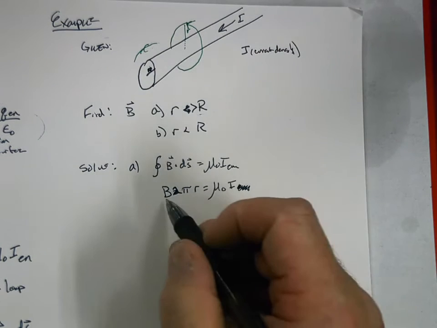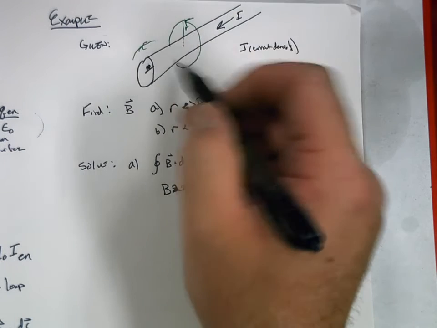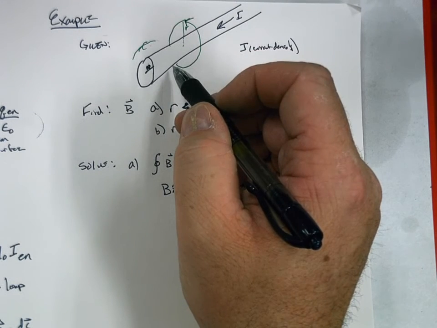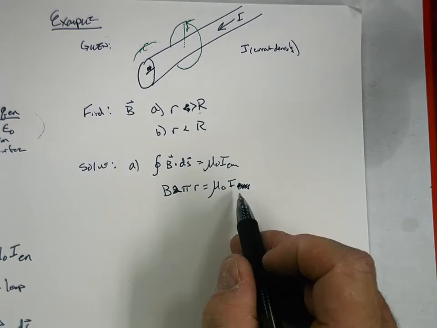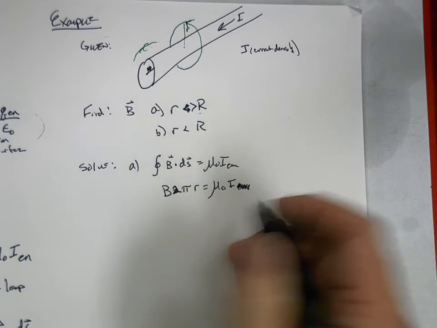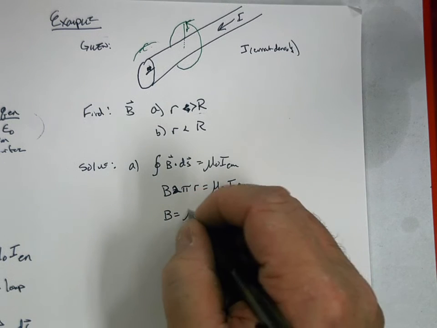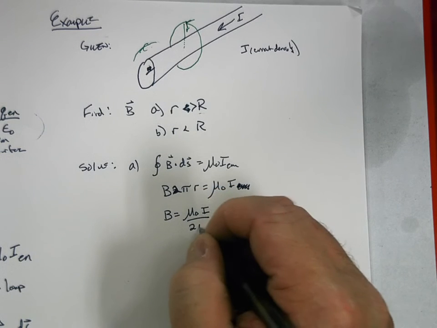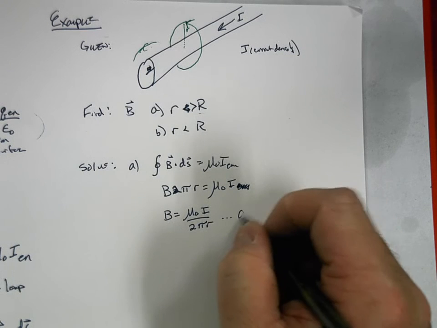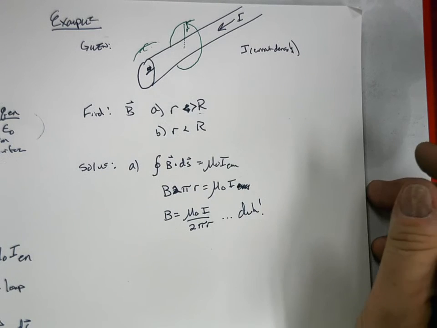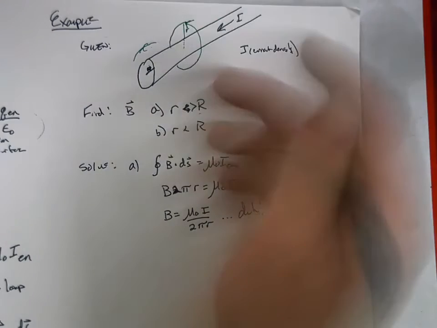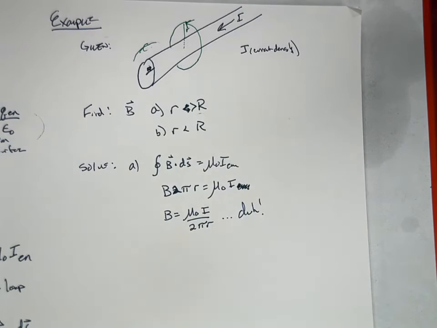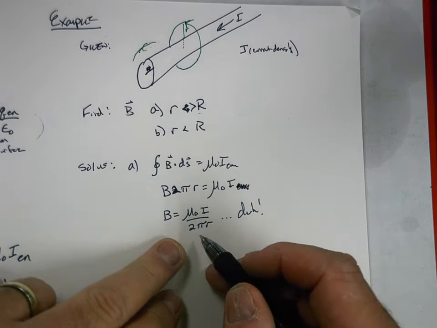So B times 2 pi r, because that's the result of the integral, is going to equal mu naught times all of the current. So that brings us back to B equals mu naught I over 2 pi r. Well, duh, because we've already figured this out in a previous problem, just in a different way. We found the magnetic field at this point for an infinitely long wire.